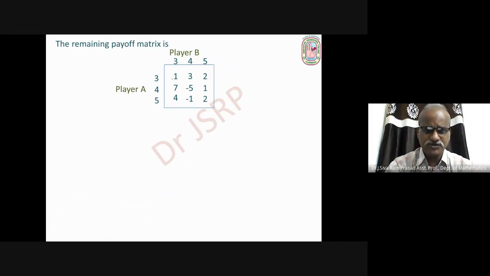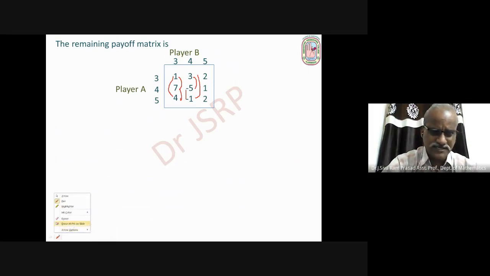Compare third row and fourth row. Here 1 is less than 7, but 3 is greater than -5. So not comparable. Compare third row and fifth row. 1 is less than 4 and 3 is greater than -1. Not comparable. Next, compare fourth row and fifth row. 7 is greater than 4, but -5 is less than -1. So individual rows are not comparable. Okay, so go for convex combination.